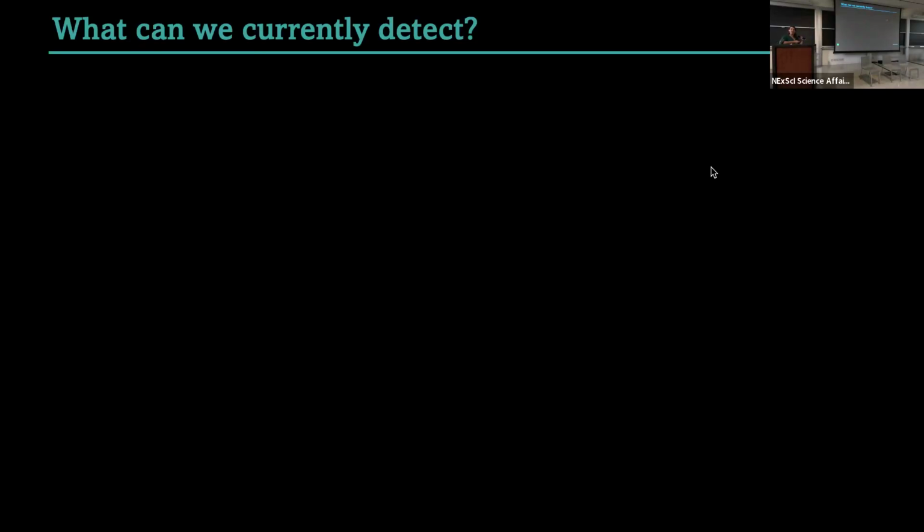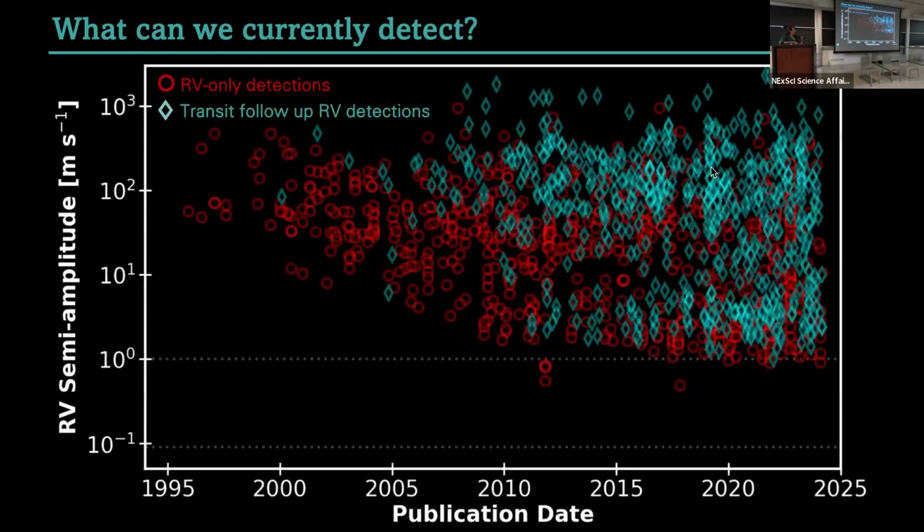I want to spend some time now on what we can currently detect with this method. This figure shows all of the planets in the Exoplanet Archive that are confirmed and published and have RV masses of at least 3 sigma, I believe was the criteria I set here. You can see that in the early days of radial velocities, we start with planets that have semi-amplitudes of kind of 10 to 100 meters per second. And then we rather rapidly advance down over the following 10 to 15 years to detecting planets that have semi-amplitudes of about 1 meter per second. And then things kind of stall out for a while, and we'll get into that.